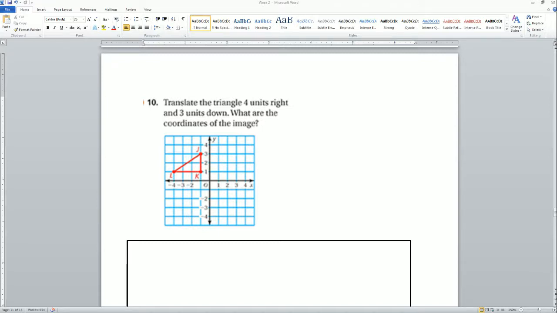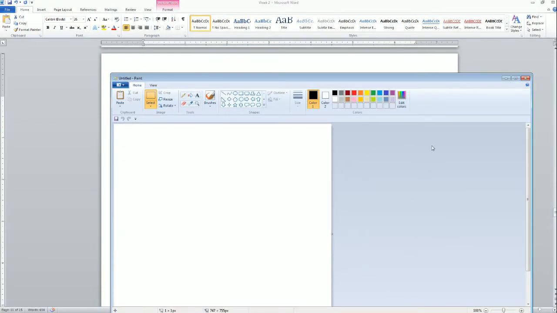Alright, here we have August 16, 2018. This is the Math 8 solutions. The instructions said translate the triangles 4 units right and 3 units down. What are the coordinates of the new image? Okay, so I'm going to grab this into Paint to work better.